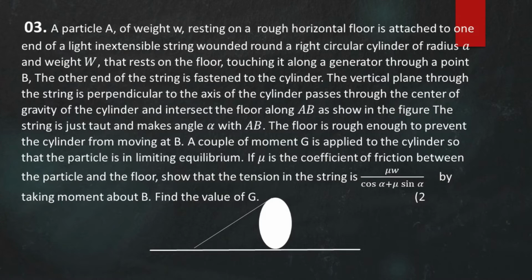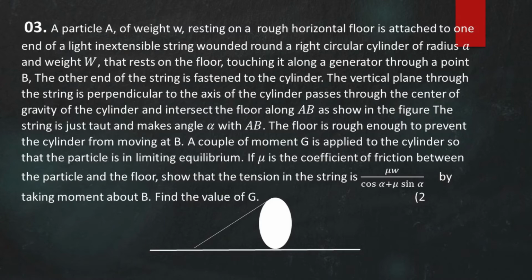The floor is rough enough to prevent the cylinder from moving at B. A couple of moment G is applied to the cylinder, so the particle is in limiting equilibrium. If mu is the coefficient of friction between the particle and the floor, show that the tension in the string is mu W over cos alpha plus mu sin alpha. By taking moments about B, find the value of G. We'll see how to simplify this kind of situation.